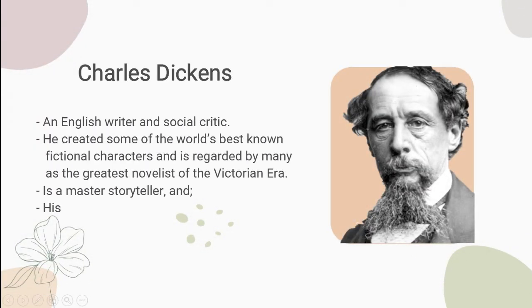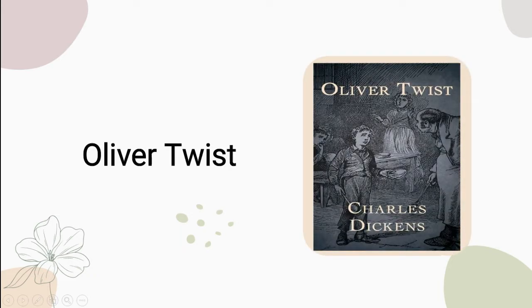Charles Dickens was an English writer and social critic. He created some of the world's best-known fictional characters and is regarded by many as the greatest novelist of the Victorian era. Charles Dickens' Victorian novels were always accompanied by illustrations. One of these is his novel Oliver Twist. In fact, the original cover of Oliver Twist was covered in a dozen small illustrated panels. Dickens is a master storyteller, and his clever descriptions pair well with the often comical images.